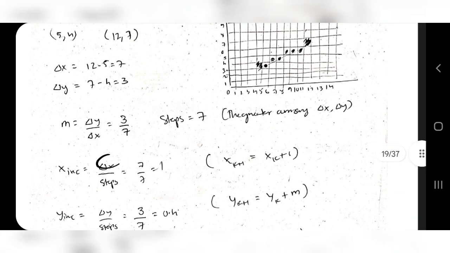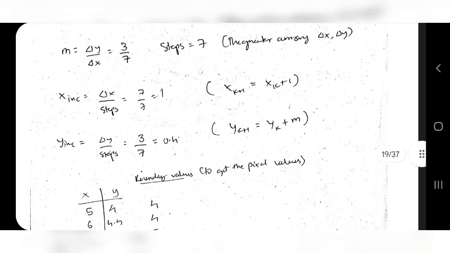Then we take the greater among these two. Is dx greater or is dy greater? That will be the number of steps. If x is greater, it will be the value of x here; if y is greater, the value of y is taken. ABS means absolute value, in case negative values are there. So what is the x increment? It is dx divided by the number of steps. The y increment is dy divided by the number of steps. That's what we write here: delta x by steps and delta y by steps.